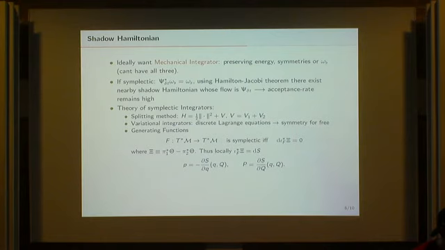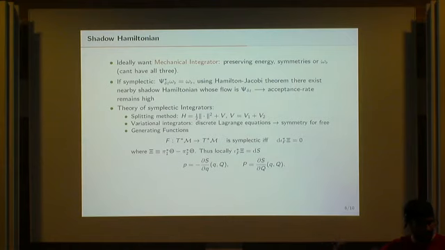Actually, wait, sorry, what did you ask? Why the modified Hamiltonian? Yes. So the point is that the existence of this nearby shadow Hamiltonian implies that, in practice, your acceptance rate remains high for long distance proposals. Because what happens is that your shadow Hamiltonian is very well preserved by the numerical trajectory.